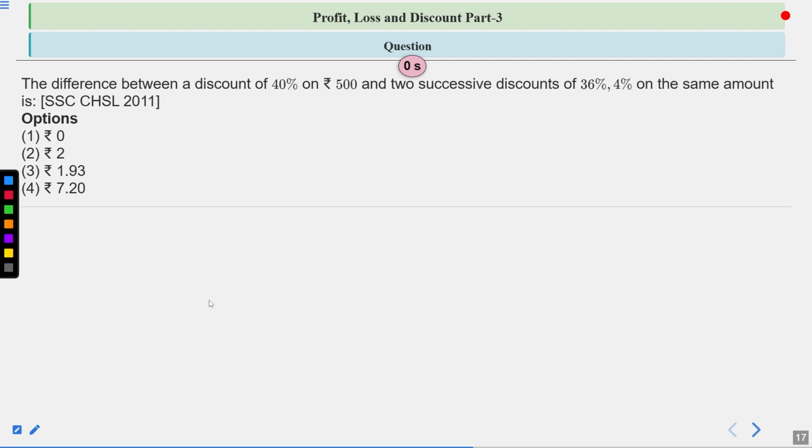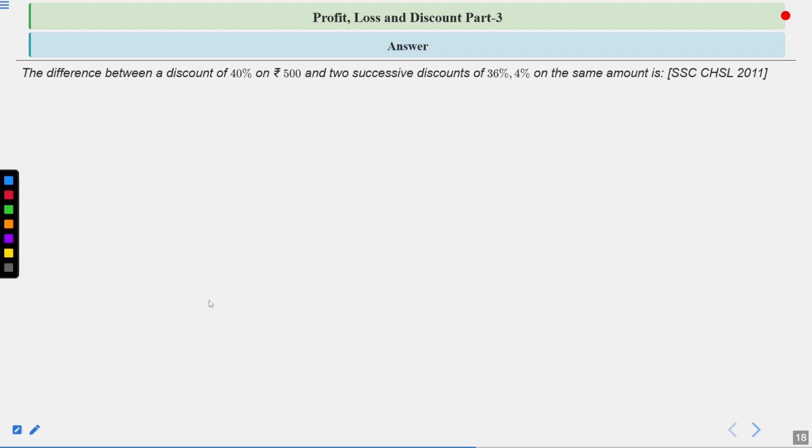Now time's up. Let's see the solution of this question. The question is the difference between the discount of 40% on 500 rupees and two successive discounts of 36% and 4% on the same amount. It means on 500 rupees. We can calculate it. The correct answer of this question is the fourth one, which is 7.20 rupees. Now see the detailed solution of this question.